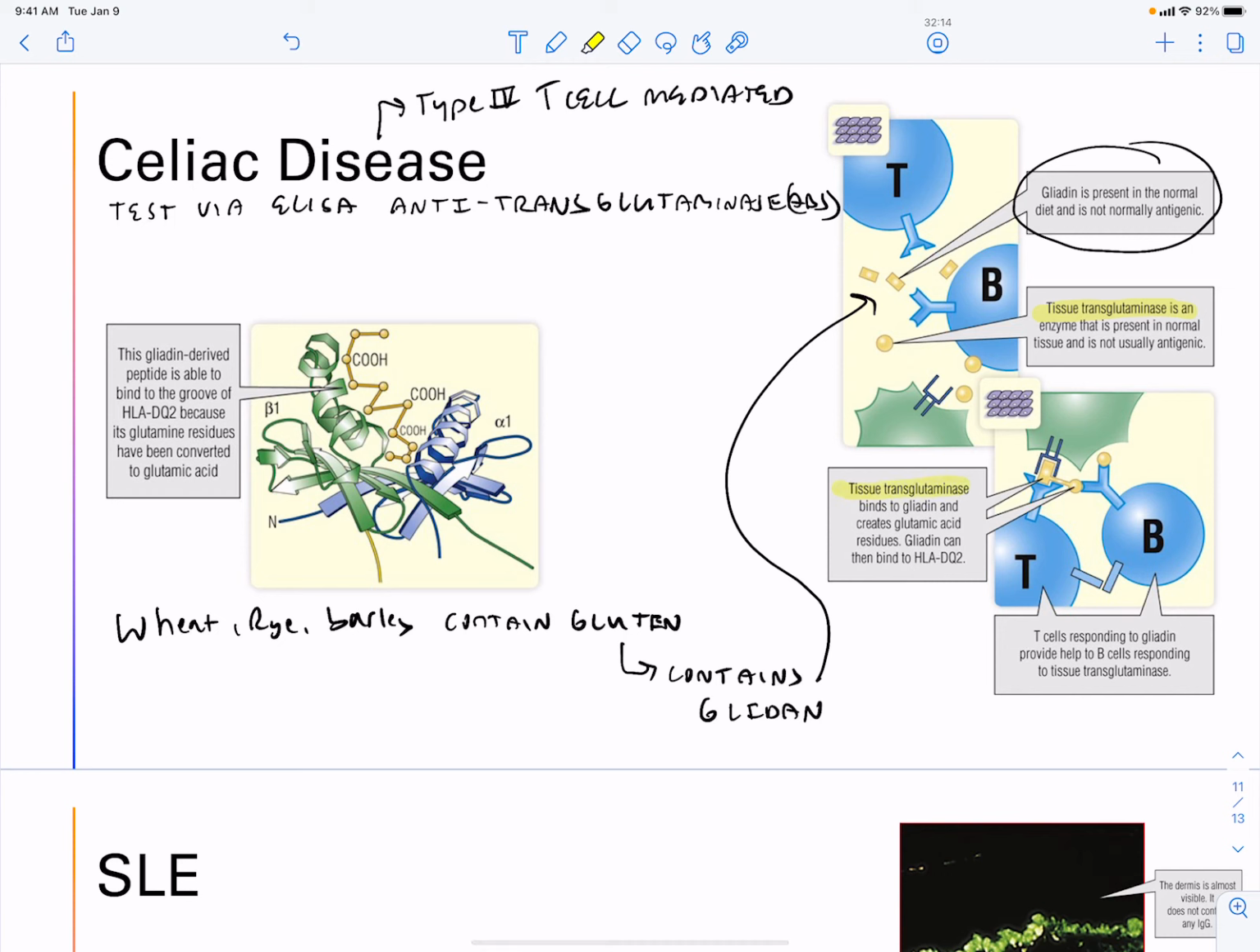And this tissue transglutaminase will bind to gliadin and creates glutamic acid. And then gliadin, as a glutamic acid, can bind to HLA-DQ2. And then T cells responding to this acid will help B cells responding to the tissue transglutaminase. And so it's kind of like a glue type of thing that holds it together. There is a very high concordance rate, and it's going to be about 75%.